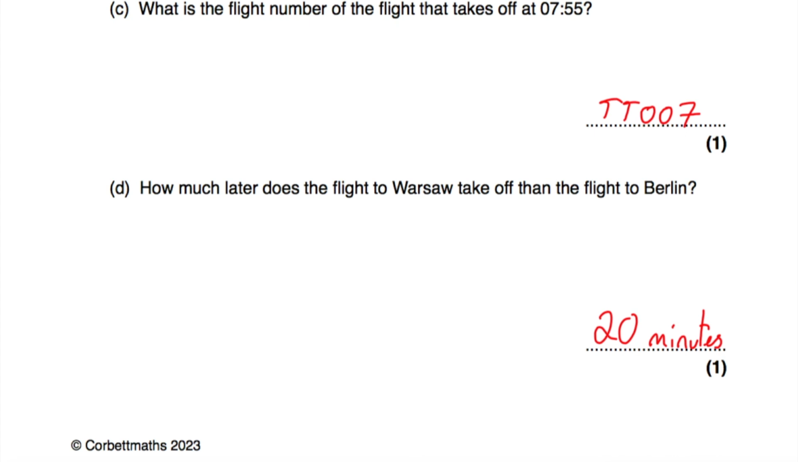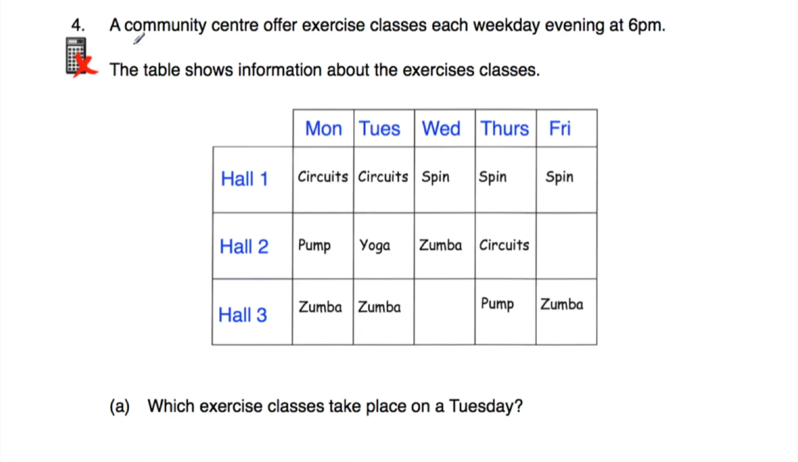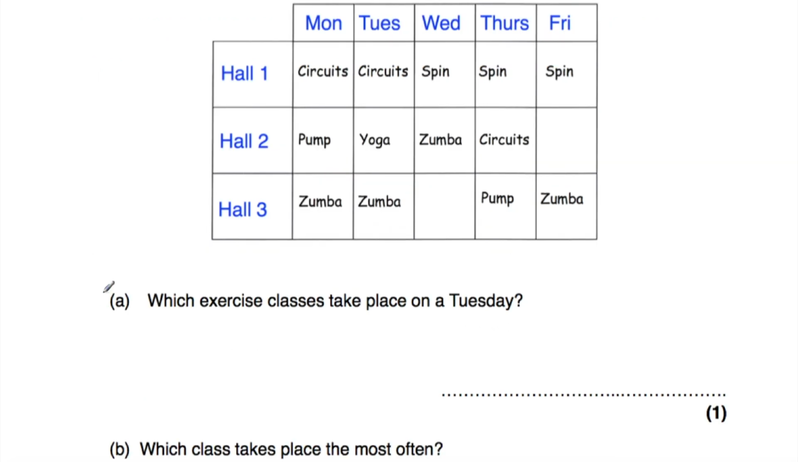Okay, let's have a look at our next question. Question number 4 says, a community centre offers exercise classes each weekday evening at 6 p.m. and the table shows information about the classes. We've got the days of the week, Monday to Friday, along the top. And then we've got hall 1, hall 2 and hall 3. So there must be 3 halls in the community centre, and in each of the halls on different days there are classes. And part A says, which exercise classes take place on a Tuesday?